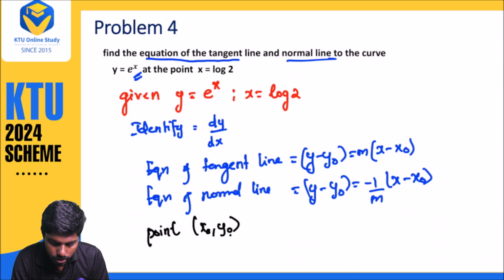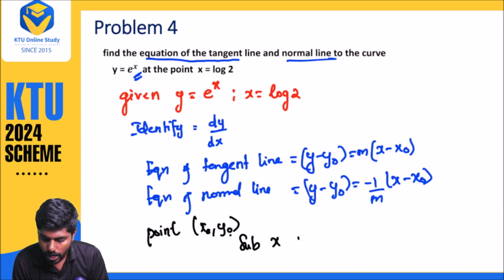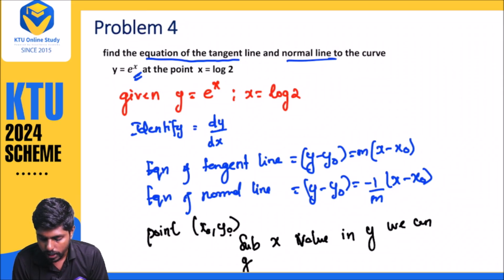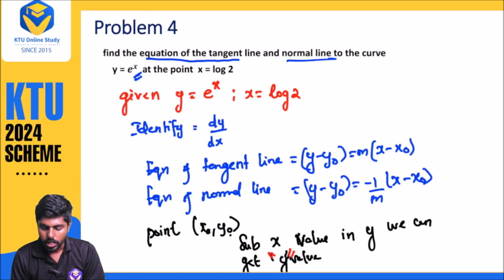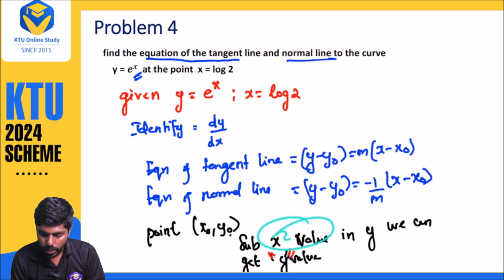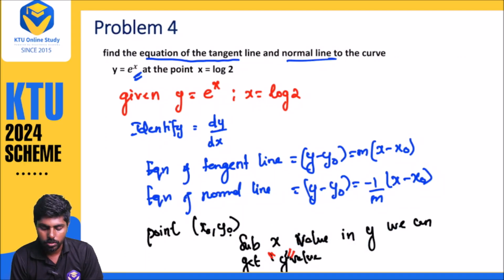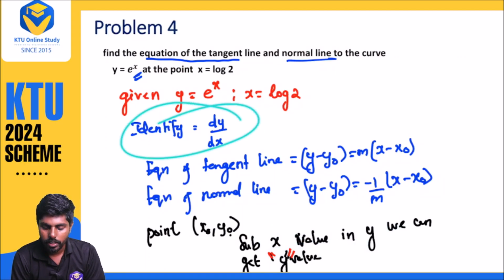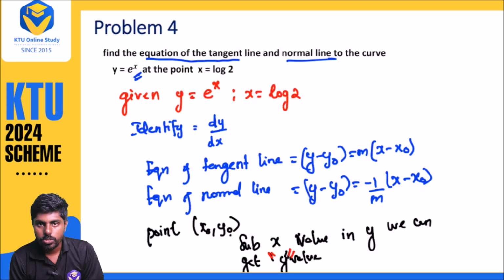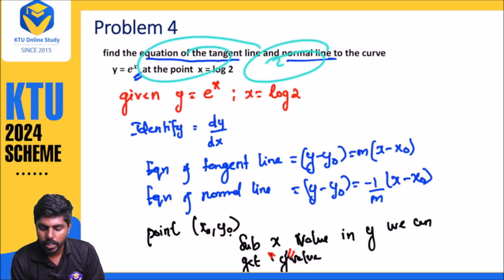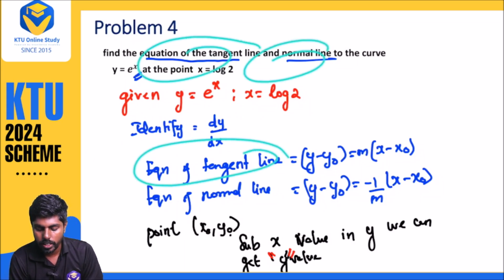That is using this equation, substituting the x value in y, we can get the y value. This is the concept. You want to identify what question they have asked: find the equation of tangent line and normal line. So you want to find the equation of tangent line.